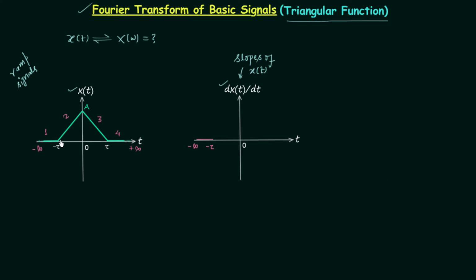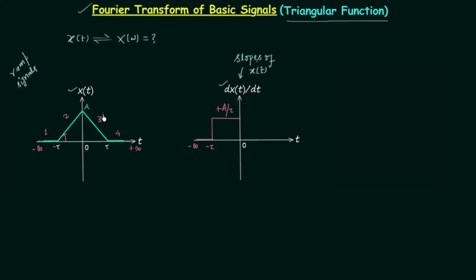And after this, we are having this line and it is making an acute angle with time axis in anti-clockwise direction. Therefore, the slope will be positive and the magnitude of the slope will be equal to A divided by tau. So we will have a slope equal to plus A divided by tau. So this is how the waveform will look from minus tau to 0.